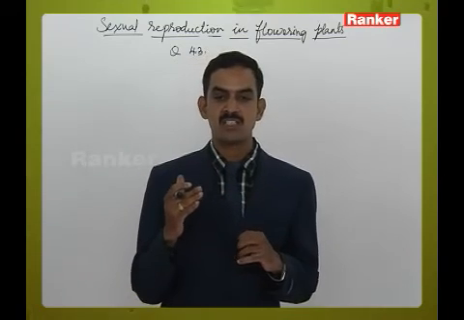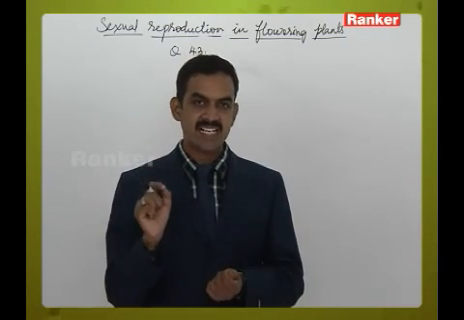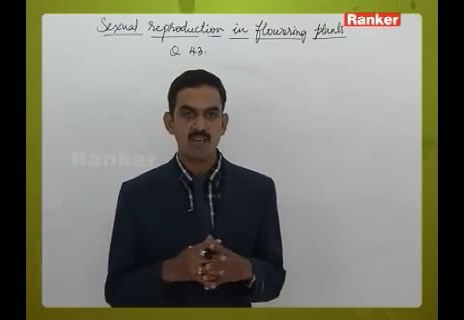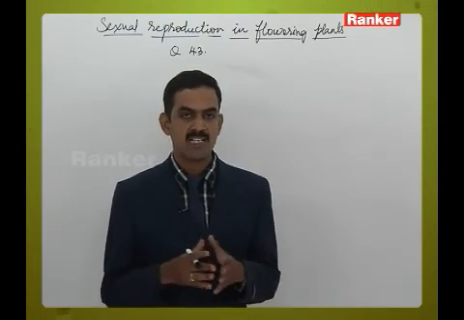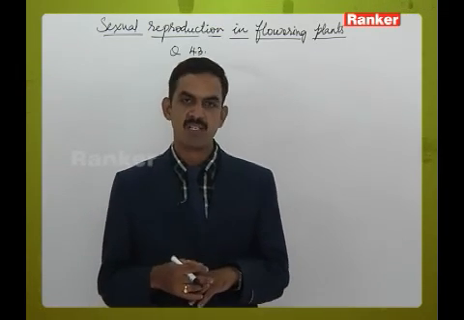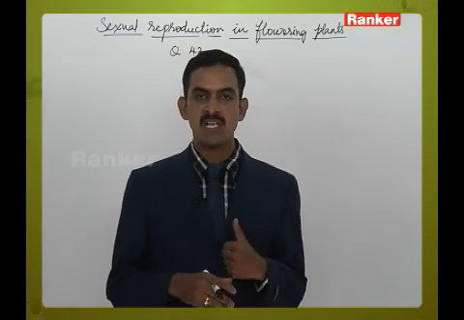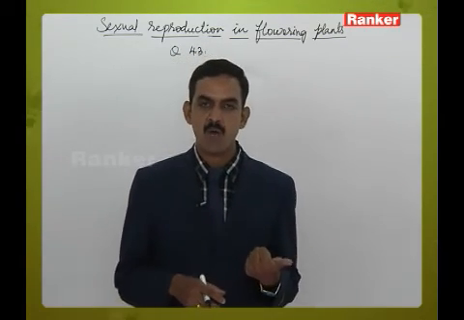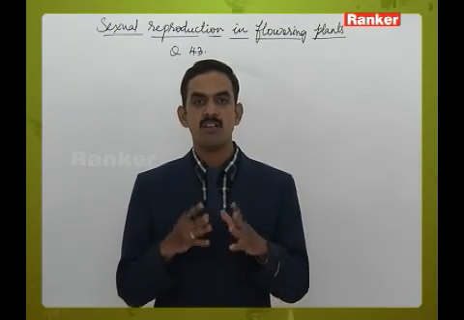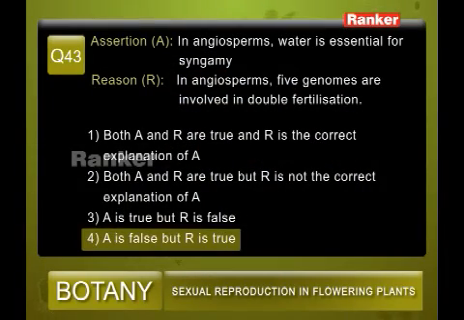So in the assertion statement, it is given that water is essential for syngamy. That statement is incorrect. Whereas the second one, in angiosperms 5 genomes are involved in double fertilization. Right. That is 1 egg cell which is haploid fused with 1 male gamete which is haploid. So 2 genomes are involved in syngamy. Whereas during triple fusion, 1 male gamete which is haploid and 1 secondary nucleus which is diploid. So 3 genomes are involved. In total 5 genomes are involved in the double fertilization process. So question number 43, the correct answer is 4.